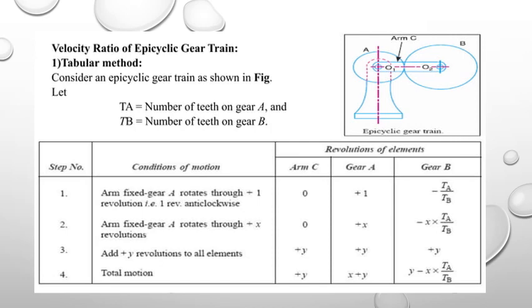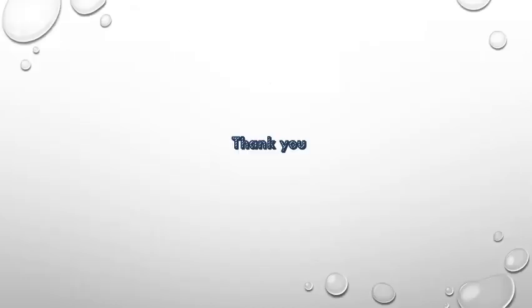Add y to all. Add x plus y. Revolution of all elements: the arm is plus y, gear A is plus y and gear B is plus y. That's the further revolution of the elements. And total motions for the next one: arm C is y, gear A is x plus y, and gear B is y minus x into TA by TB. That's all. Thank you.